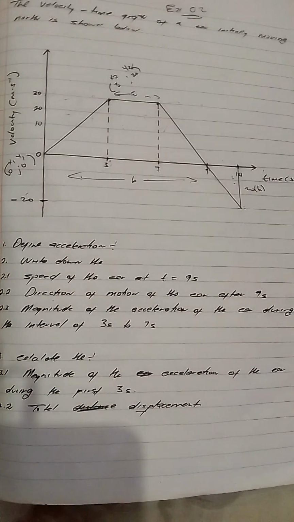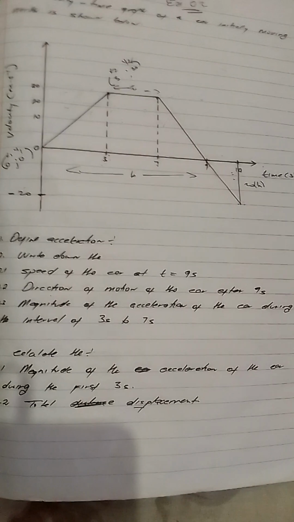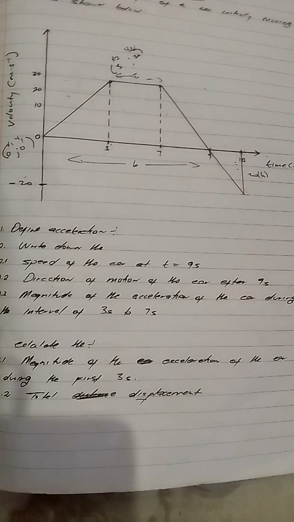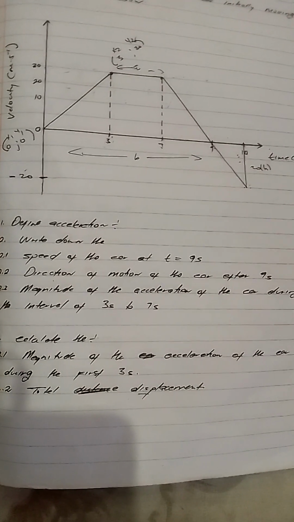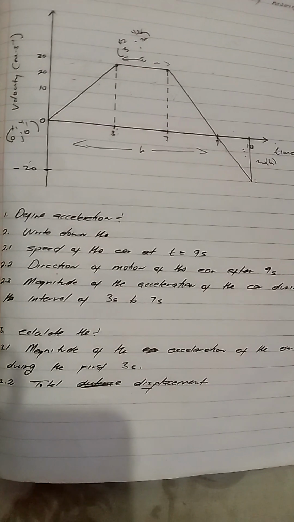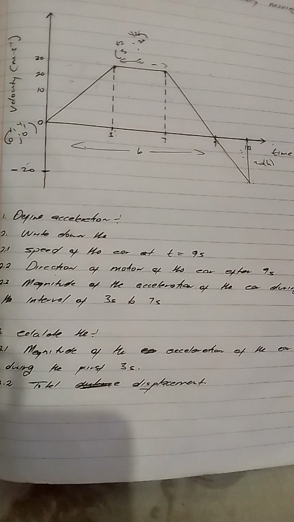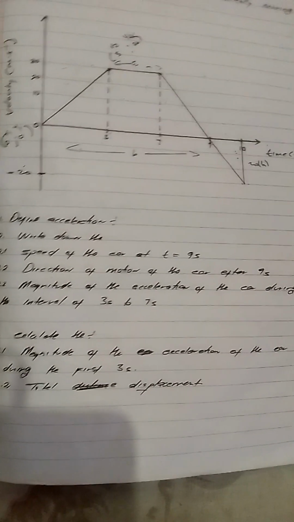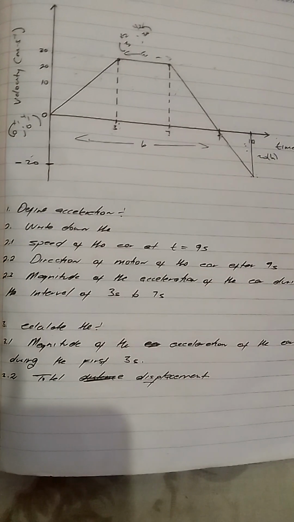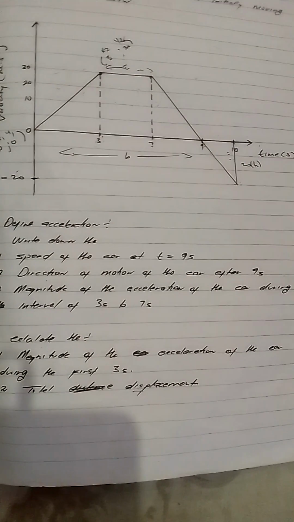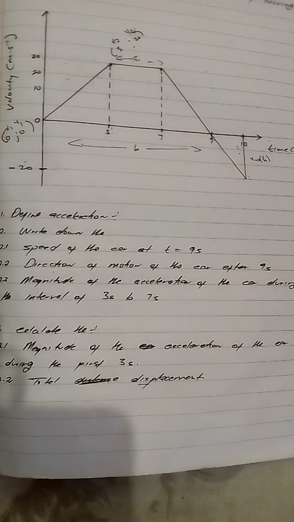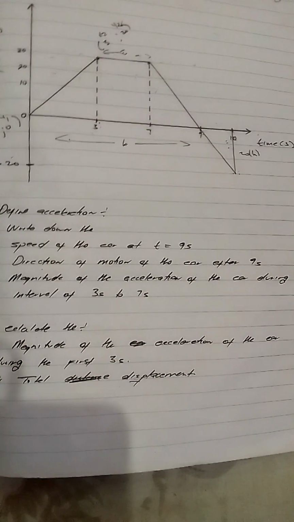Let's check the questions. Number one: define acceleration. Number 2.1: write down the speed of the car at t equals 9 seconds. 2.2: write down the direction of motion of the car after 9 seconds. 2.3: write down the magnitude, which is the size, of the acceleration of the car during the interval of 3 seconds to 7 seconds. Number 3.1: calculate the magnitude of the acceleration of the car during the first 3 seconds. 3.2: calculate the total displacement. Okay guys, let's attempt the problems.